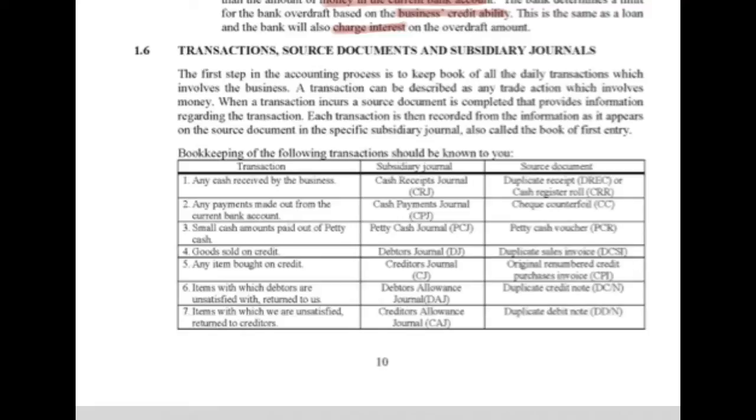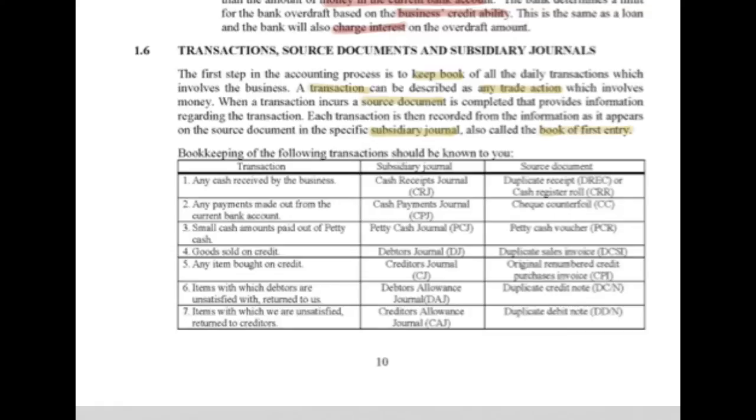So, transactions, source documents, and subsidiary journals. The first step in the accounting process is to keep a book of all the daily transactions which involve the business. A transaction can be described as any trade action that involves money. When a transaction occurs, a source document is completed that provides information regarding the transaction. Each transaction is then recorded from the information as it appears on the source document into the specific subsidiary journal. This is also called the book of first entry.